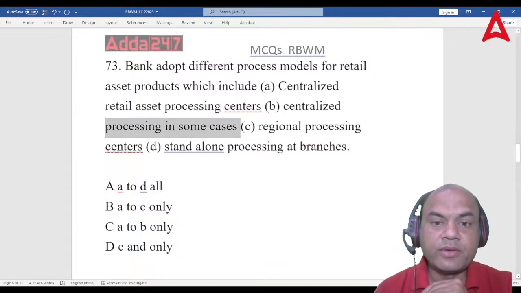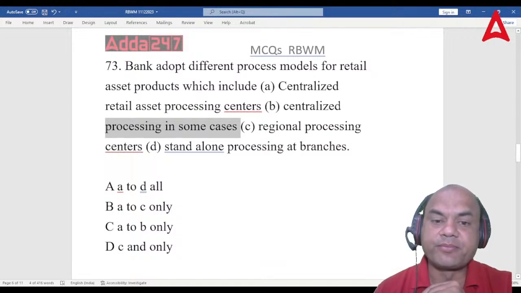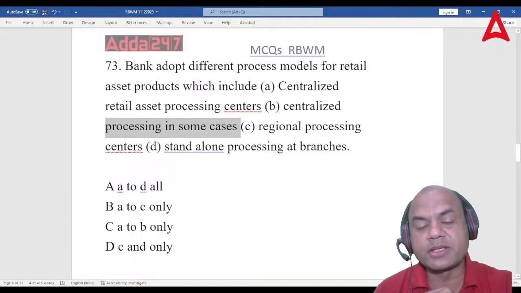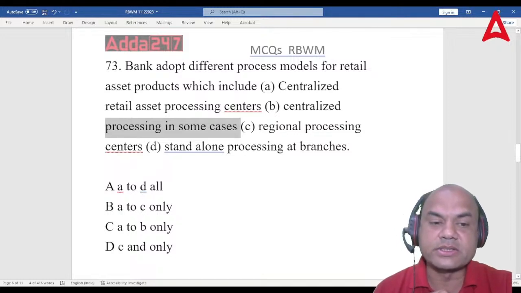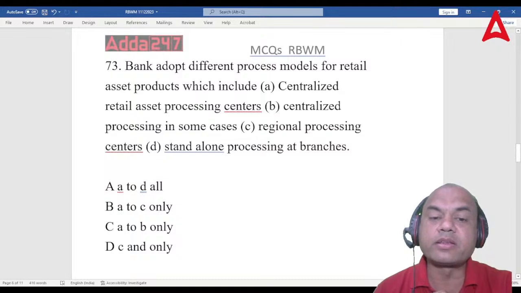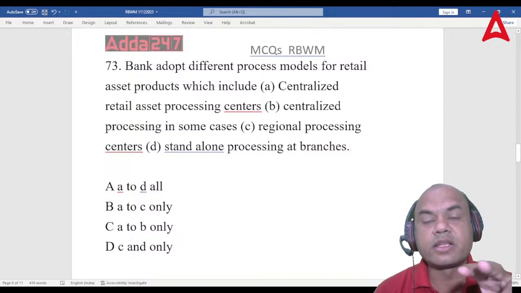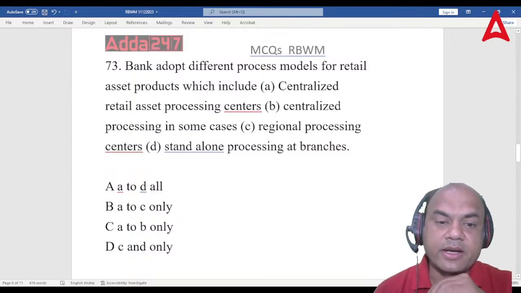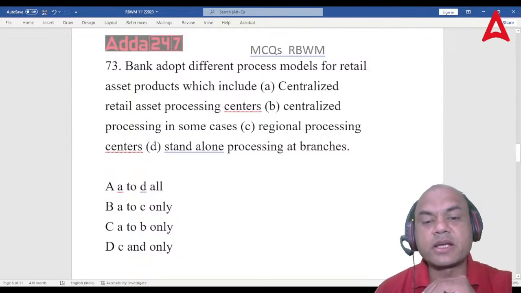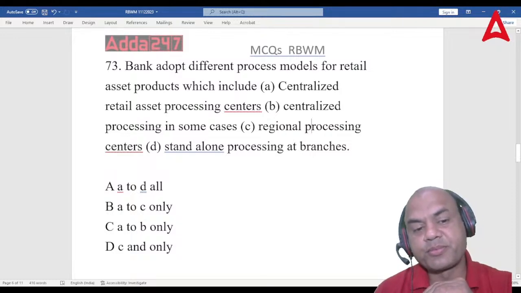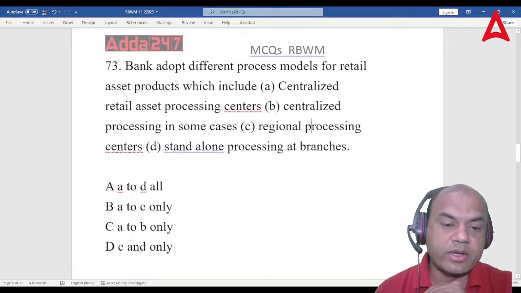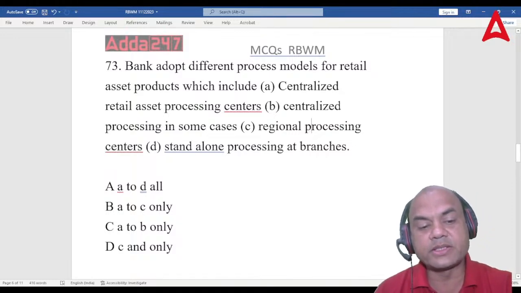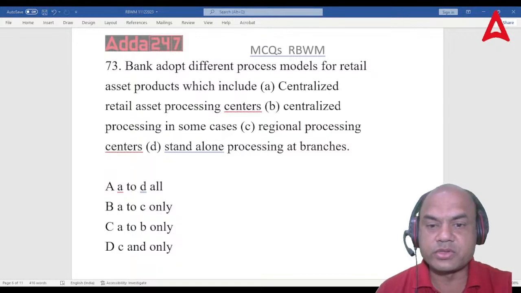So that is the difference. Centralized asset processing, then centralized processing in some cases, regional processing centers. Regional means we have various regions, north, east, west, south. There are certain processing centers, right? Standalone processing at branches means at the branch level. What is the answer? A to D all, A to C only, A to B only, and C and D only. What should be the answer over here?